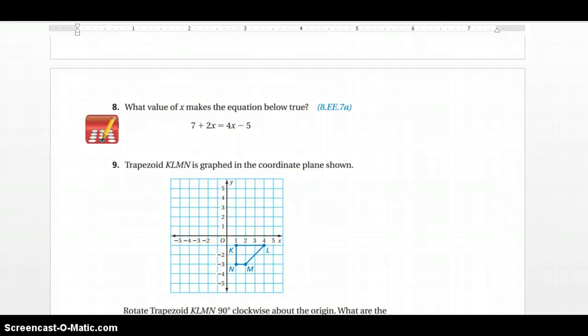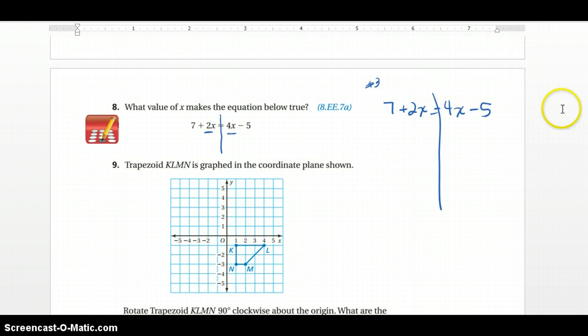Number 8. What value of x makes the equation true? All right, that got us back into the old variables on both sides. So that is step 3 if you've got your process chart with you. 7 plus 2x equals 4x minus 5. I'm on step number 3, which is get rid of the lesser variable. Well, 2 is smaller than 4, so I'm going to subtract 2x because I want to get rid of the x as well from both sides. He goes away.